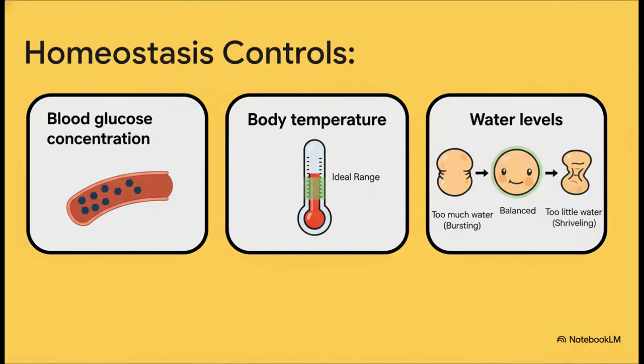And for your exam, you really need to know the 3 main things that homeostasis keeps in check. First, there's your blood glucose concentration. That's all about energy. Then you've got that all-important body temperature we've been talking about. And finally, water levels. And trust me, you do not want to get your water levels wrong. Your cells could literally burst or shrivel up.